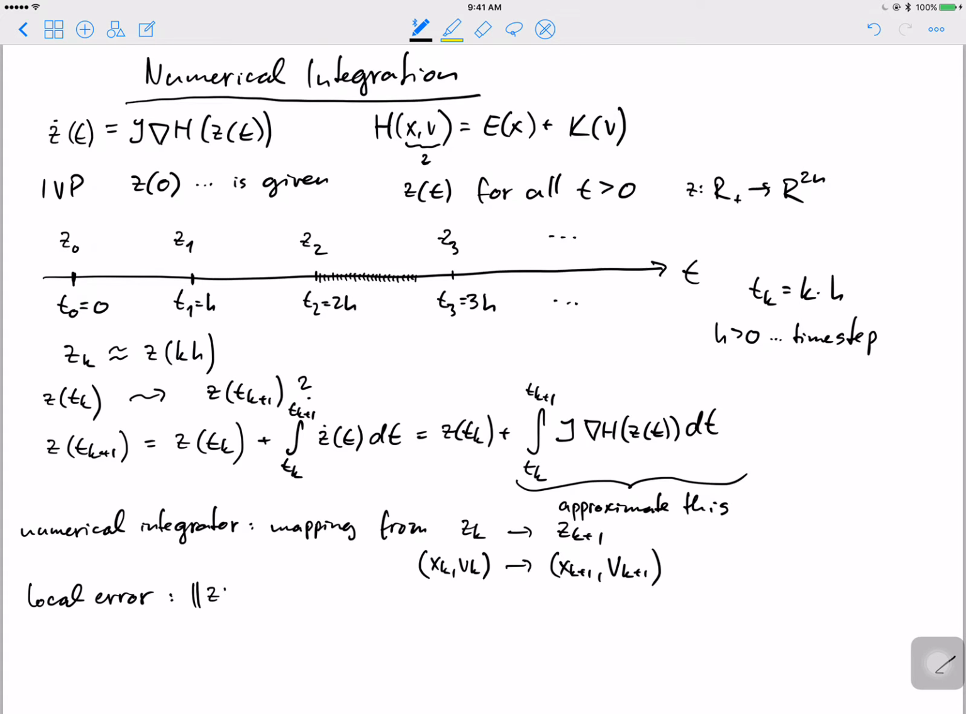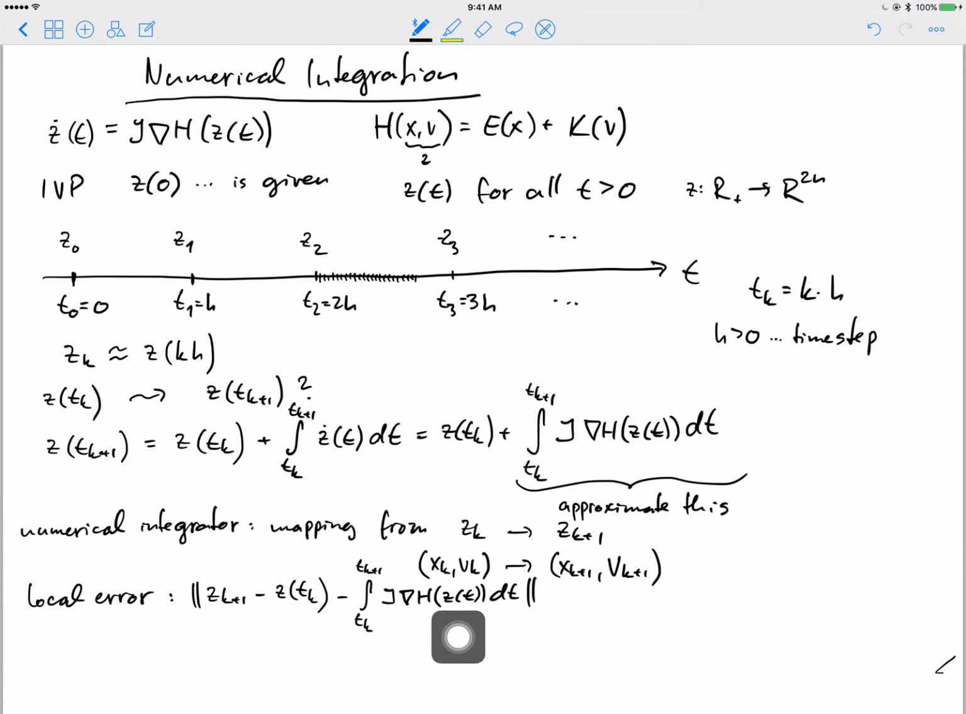Let me write it as a formula. The local error is the zk plus 1, that's what the integrator gives you. These z0, z1, z2, z3, the zk's, are the approximate values. We assume that at the previous step, at z of tk, we had it exact, and we compare to that integral, exactly this thing over here. I'll just copy that over: the j, gradient of the Hamiltonian, z of t dt. And I have some metric, for example the Euclidean norm.